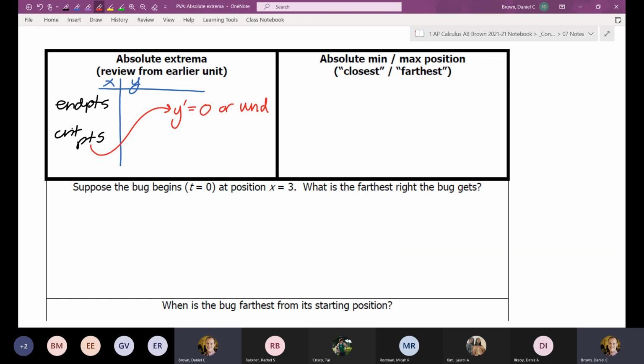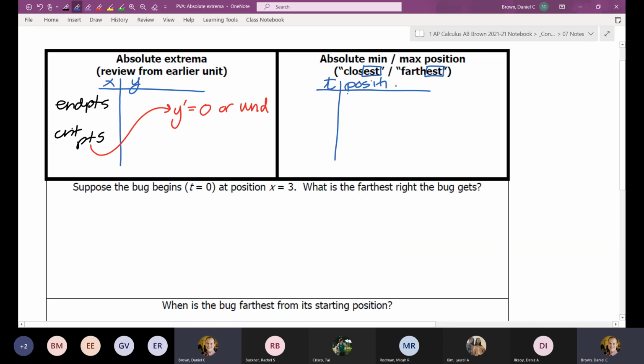How this changes for a PVA problem, not much. For a PVA problem, instead of x's, we tend to use t, because we're talking about time. And we know we're going to be doing a candidate test when we see things like find the closest or furthest away. Those extremes are your clue that you're going to be finding the absolute minimum or absolute maximum. Well, if I'm talking about something being the closest or furthest from me, we're talking about the position that it's located at.